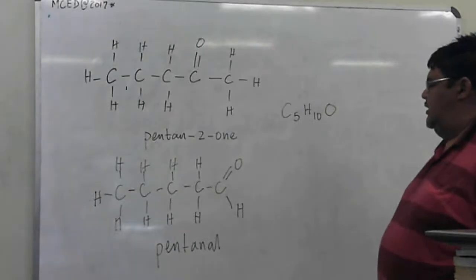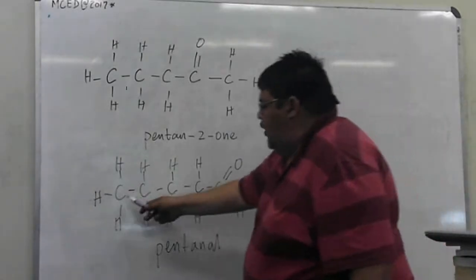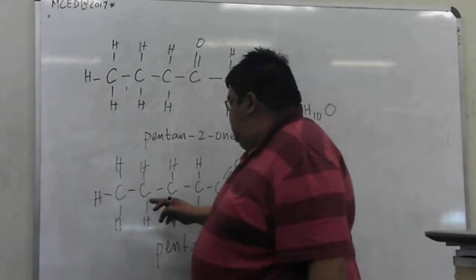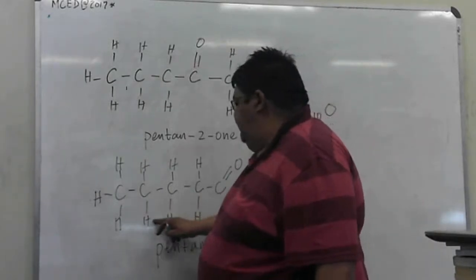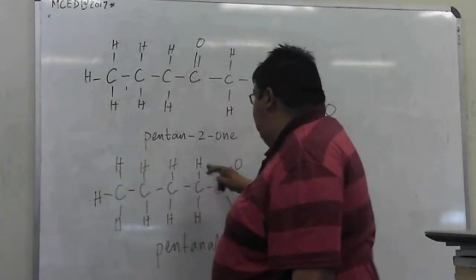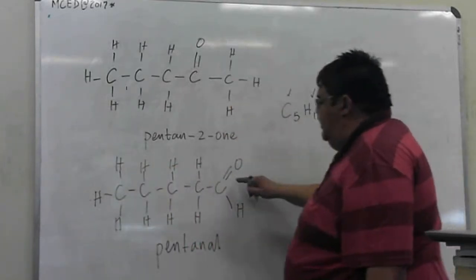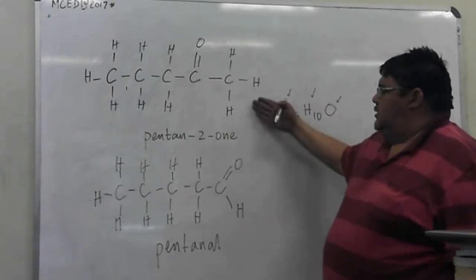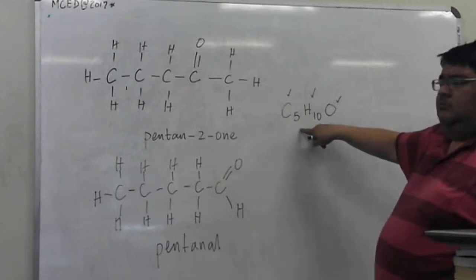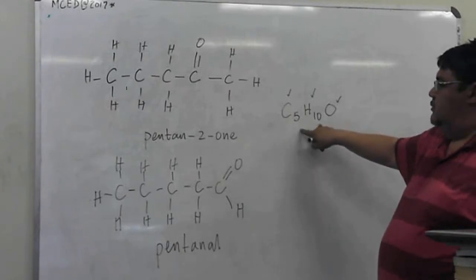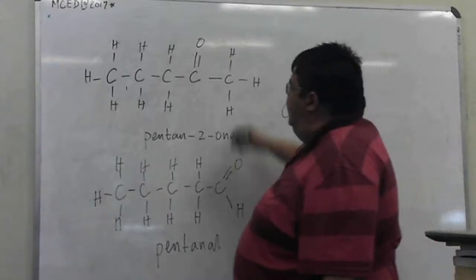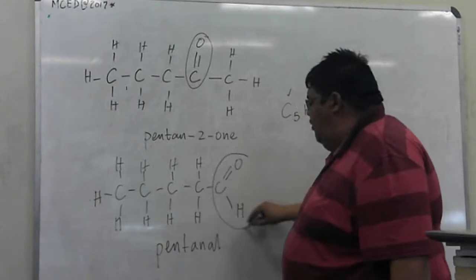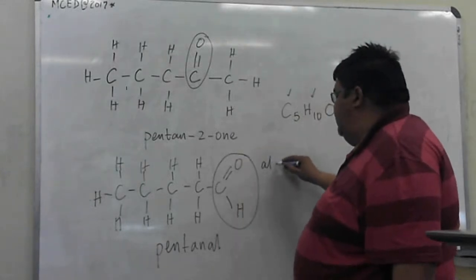Right, so let's start counting. 1, 2, 3, 4, 5, that is correct. Let's start counting 1, 2, 3, 4, 5, 6, 7, 8, 9, 10, that is correct. And there's an oxygen, that is correct. So, both of these have the same molecular formula. However, this one has a carbonyl group and is a ketone. This one has a formyl group and is an aldehyde.